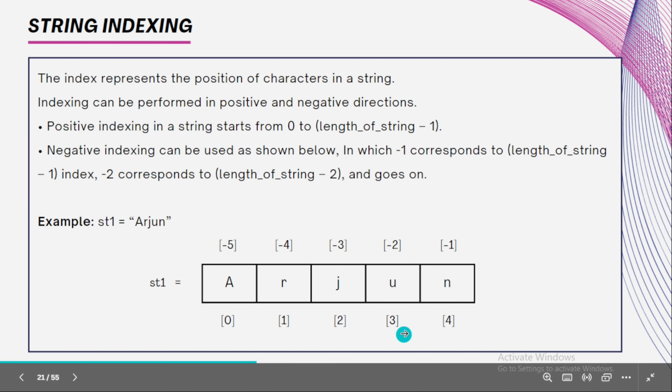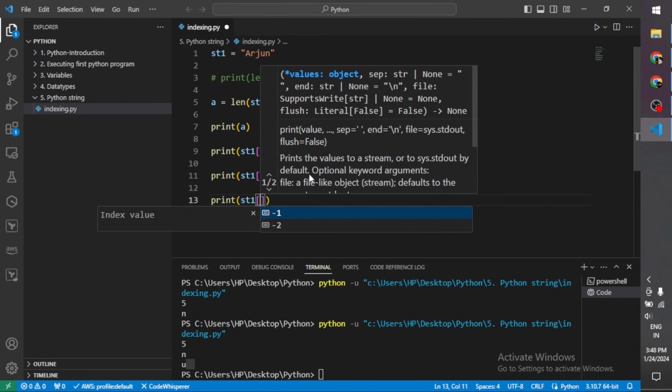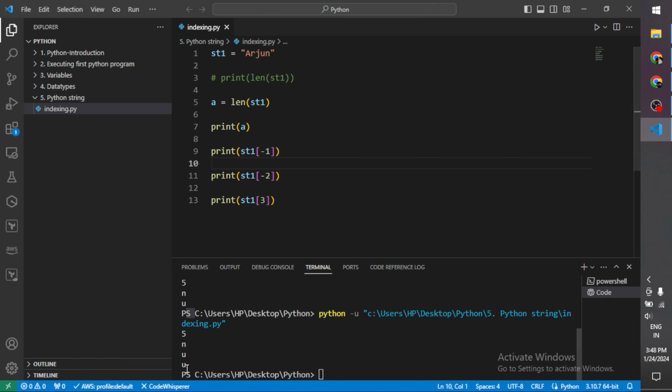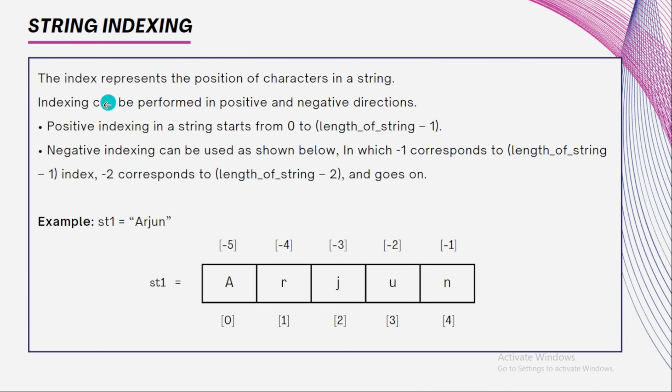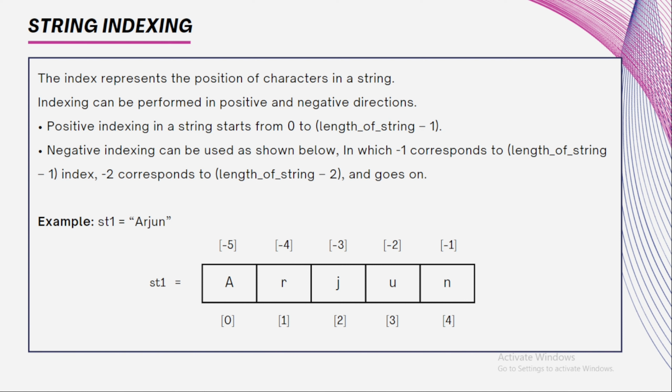And if I print the value at index 3 with the help of positive indexing, I should get the same value. Let me execute that as well. Print st1 of 3. Again, I'm getting the value u. So what I mean to explain here is that a string supports both positive indexing and negative indexing, which helps you in coding. That's the feature of strings, where they support both positive and negative indexing.